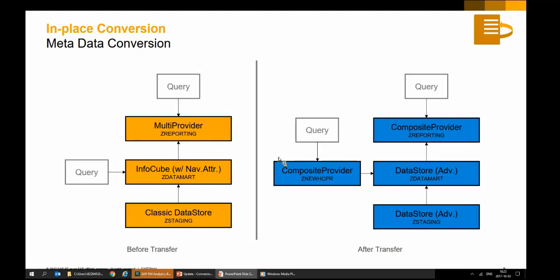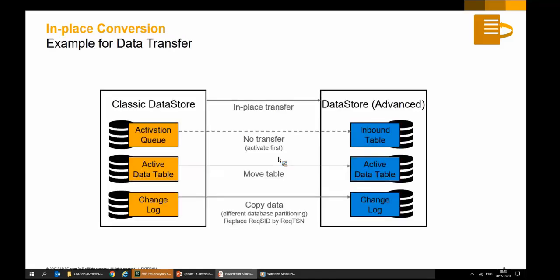This has additional benefits because you can have different sets of attributes for different composite providers and therefore have different virtual layers, for example, for different business units or different lines of business, up to you. And you can change them quite easily without having to touch the persistency.